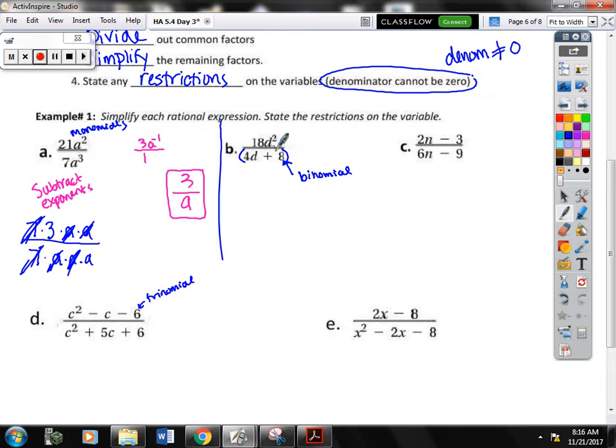Okay, the next one has a combination. We have a monomial in the top and a binomial in the bottom. And again, you want to make sure you group the binomial or trinomials with parentheses. So in the top, I can't really factor anything out. I could expand it to be like 9 times 2 or 6 times 3. But in the denominator, is there anything that I can factor out of 4d plus 8? Good. We can take out a GCF, 4. And so we'll have 4 times the quantity d plus 2.